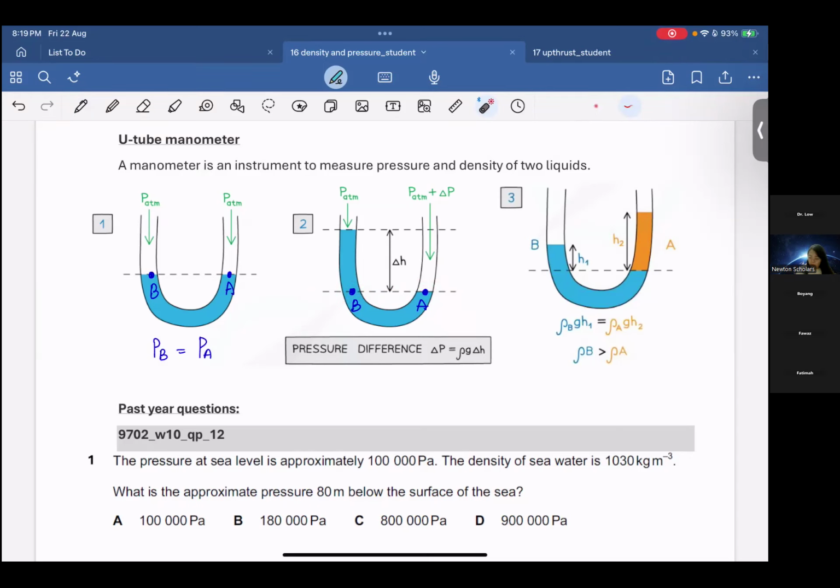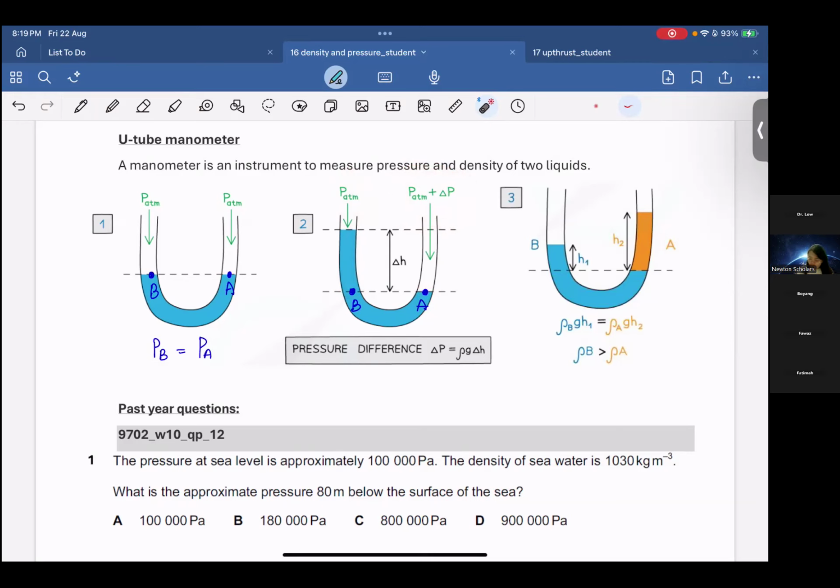So what is the pressure at point B? Point B has two parts. The part exposed to the air is atmospheric pressure. And not only atmospheric pressure, it also has the liquid pressure. So this is the liquid pressure. So you see, point A equals point B. So point A has the pressure: atmospheric pressure plus the liquid pressure.